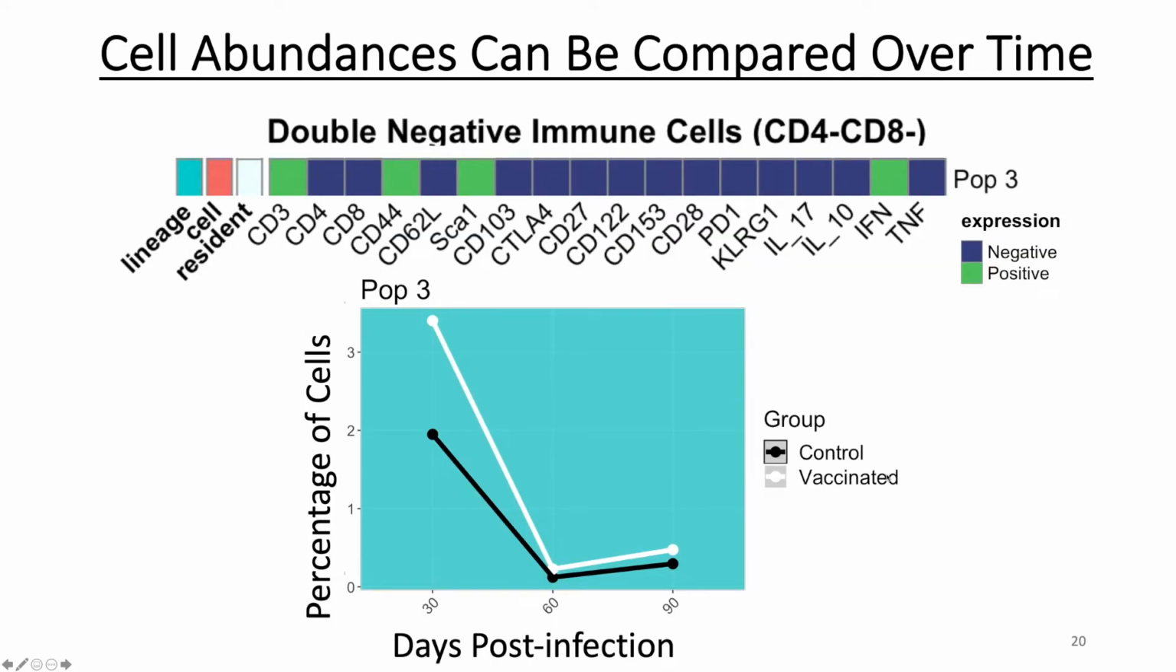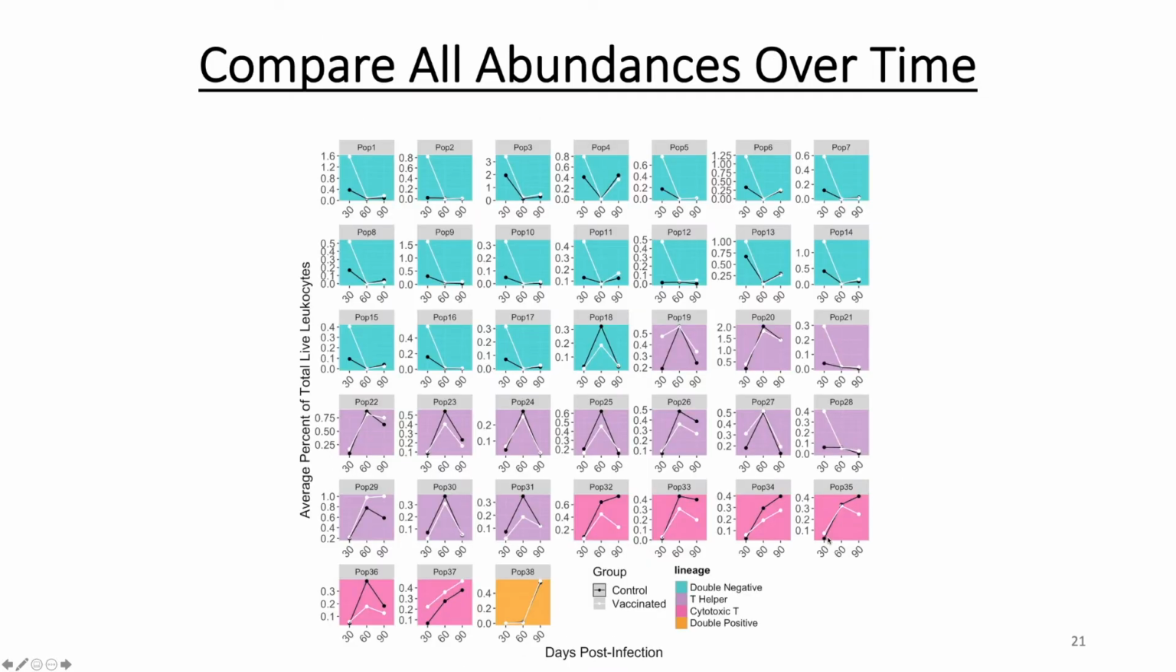Now, if an experiment has data from multiple time points over the course of a study, we can also explore the dynamic changes in these populations over time. So here we can see that for this population 3, at our first time point, the vaccinated group had a higher percentage of these double negative effector cells than our control group, but over time, the differences began to converge. And again, we can compare these abundances in the different cell populations over time for each of the identified populations.